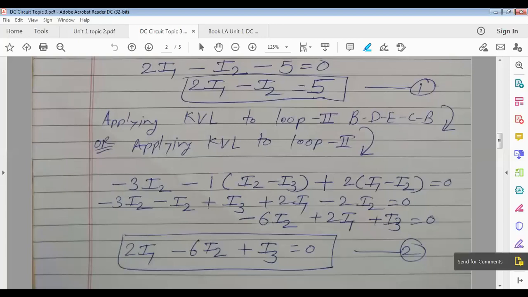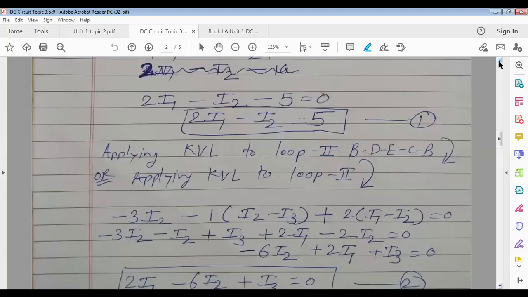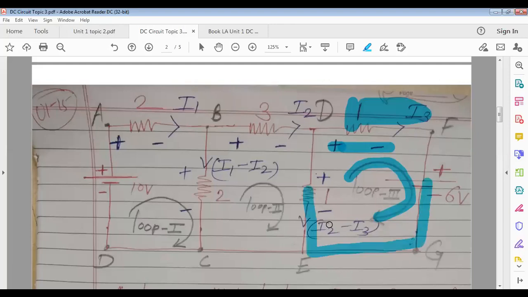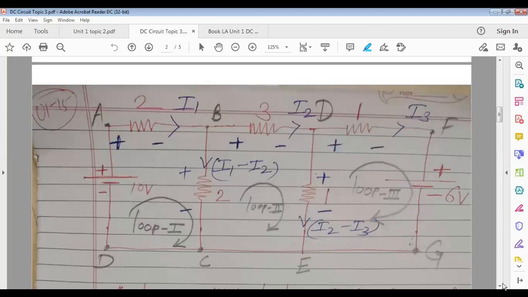Now see the third one. Look, in which direction are we moving? Clockwise, right. So 1 times I3 is plus or minus? Minus, because we are moving clockwise, so higher to lower. So minus 1 times I3. What about 6 volt? Minus 6. And what about this next one? Plus 1 times (I2 minus I3). Okay. So simplify the third equation.